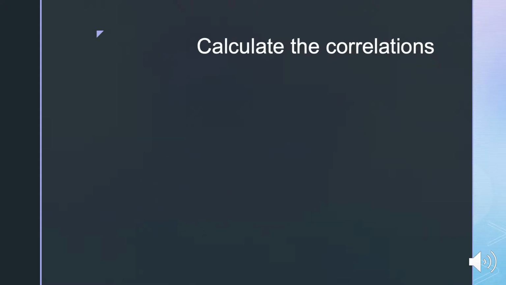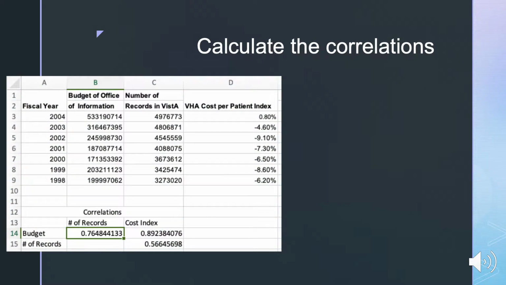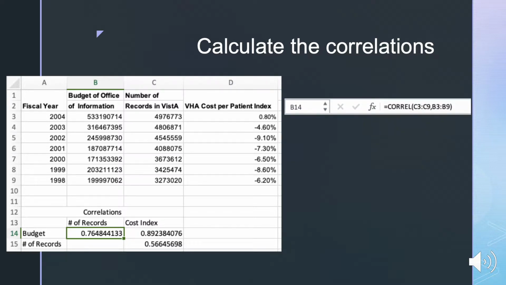So to calculate the correlations, you need to first create a chart somewhere on your existing spreadsheet. I added mine below the existing data. To calculate the correlations, you use the correlation function in Excel, like mentioned earlier. And to the right, you can see the correlation function I used. The correlation function requires two arrays of information. So for the first correlation, which is between the budget and the number of records, I use the correlation function, and I use the array of number of records, which is C3 to C9 in my case, followed by the array of budgets, which is B3 to B9.